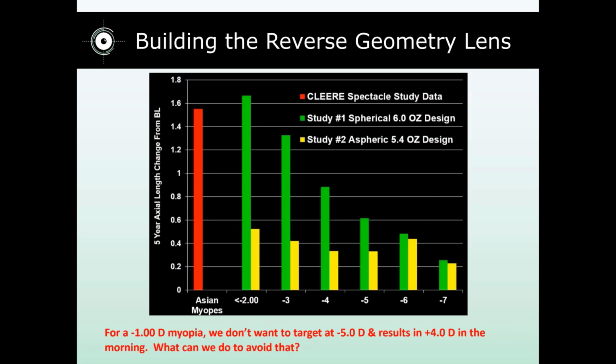Now I have two studies. Study one used a spherical 6.0 optical zone design, and you can see that for low myopia, -3, -2, and -1, the axial elongation is a lot. Not until you go to -5 is the result better. My second study used a spherical 5.4 optical zone design, and the result is a lot better. For a -1 myope, we don't want to target -5 for the result and end up with +4 in the morning. What can we do to avoid that?